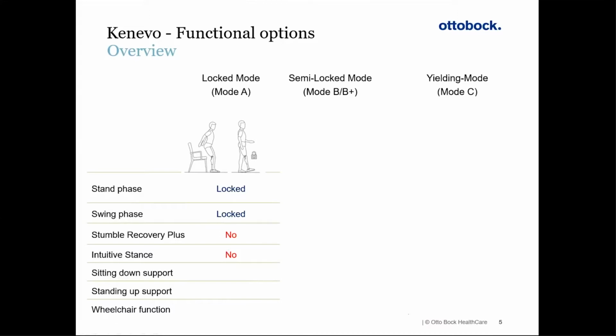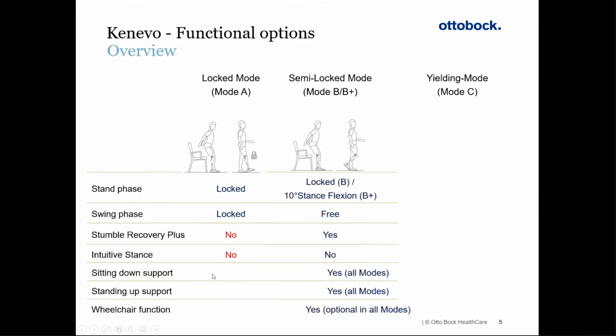So this mode is usually used for patients immediately after an amputation for the first mobilization, where you put the patient on a prosthesis, and they're able to walk with a locked prosthesis, and then you can increase the functionality over time. Next mode, mode B and B+.